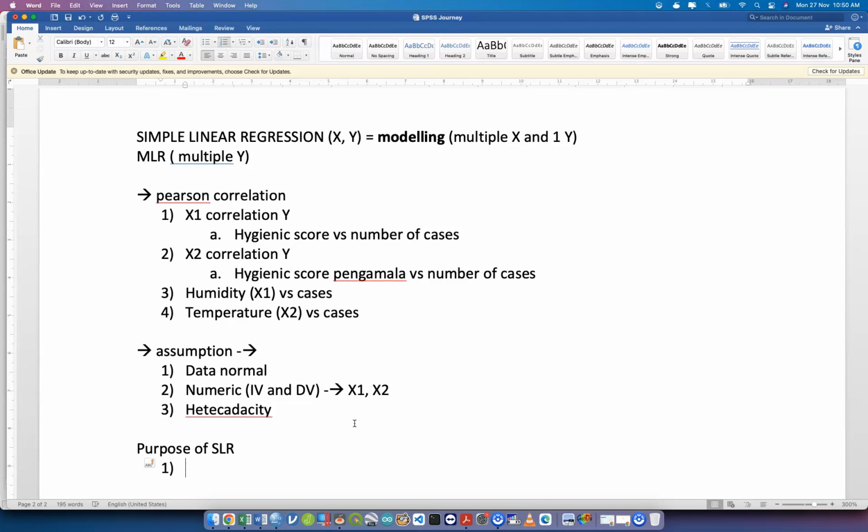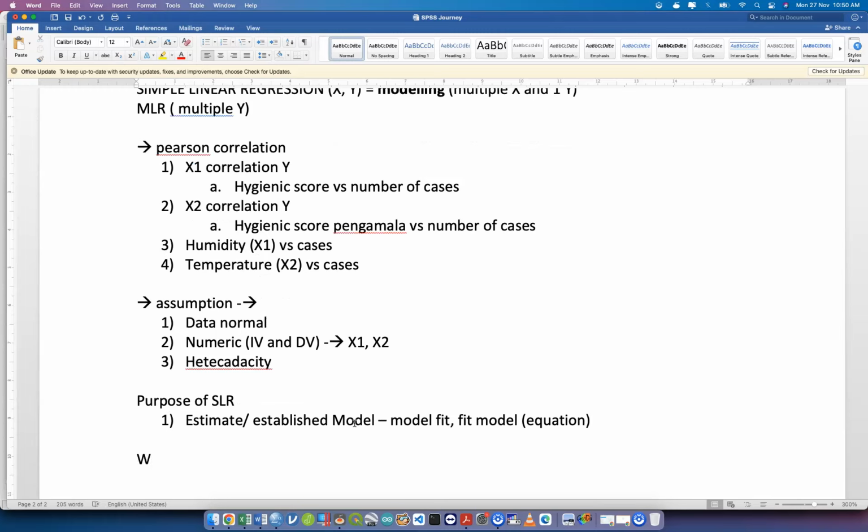The first one is to estimate ataupun establish model. Model are going to be as follows eh? We have the model fit. And then the model also having what we call it as a fit model. Fit model ni dengan kata lain adalah equation. Apa dia? Equation. Okay, ini dia punya purpose. Why we run for simple linear regression is because we want to establish a model, we want to test the model, and we want to find the equation. Okay, so when we run the SLR, what we'll get? Apa yang kita akan dapat?